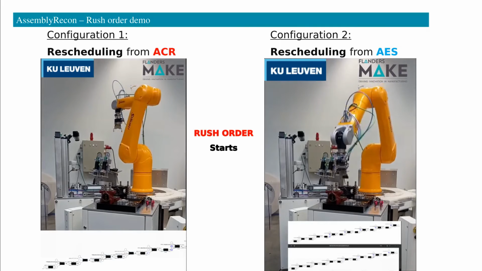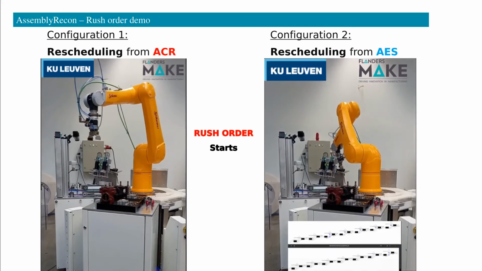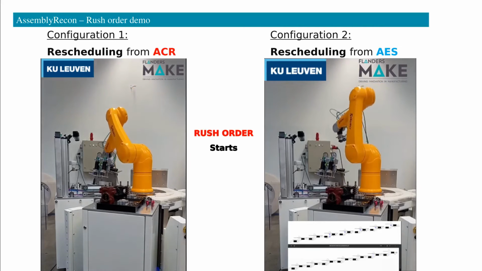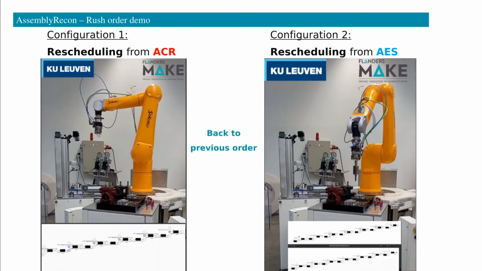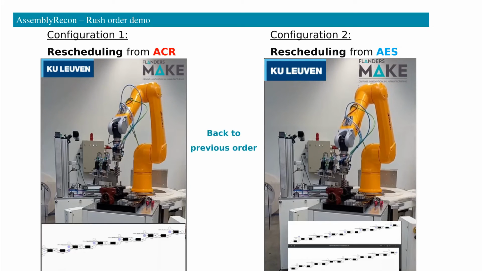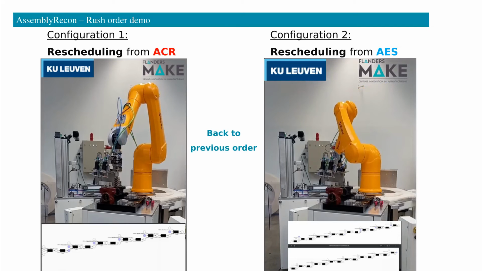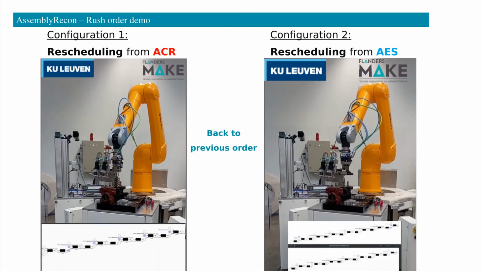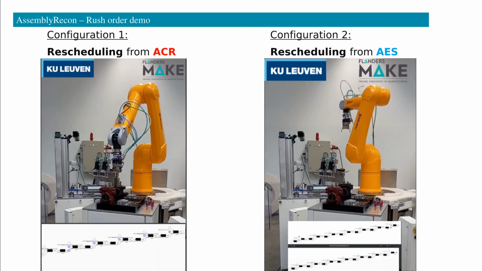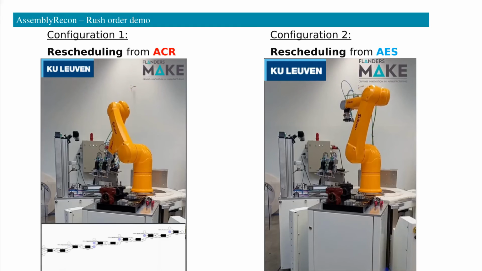While in the rescheduling of the AES, both orders are kept separately, which means that we have two different Petri nets keeping track of the execution that is performed. And at the end, we can see how the robot is going back to the execution of the first order. Here it's important to note that the hardware is the same, the task is the same, but the internal software used is different, meaning that the online system is independent of the rescheduling algorithms used.